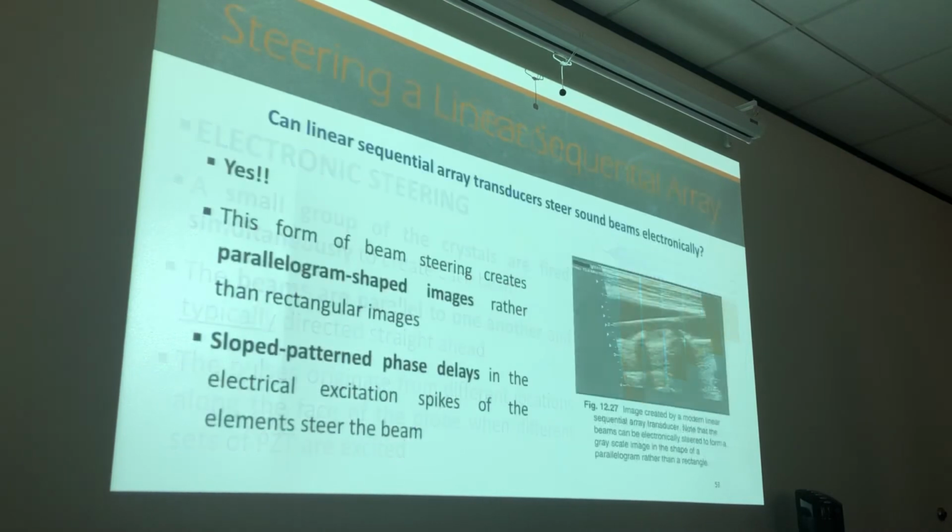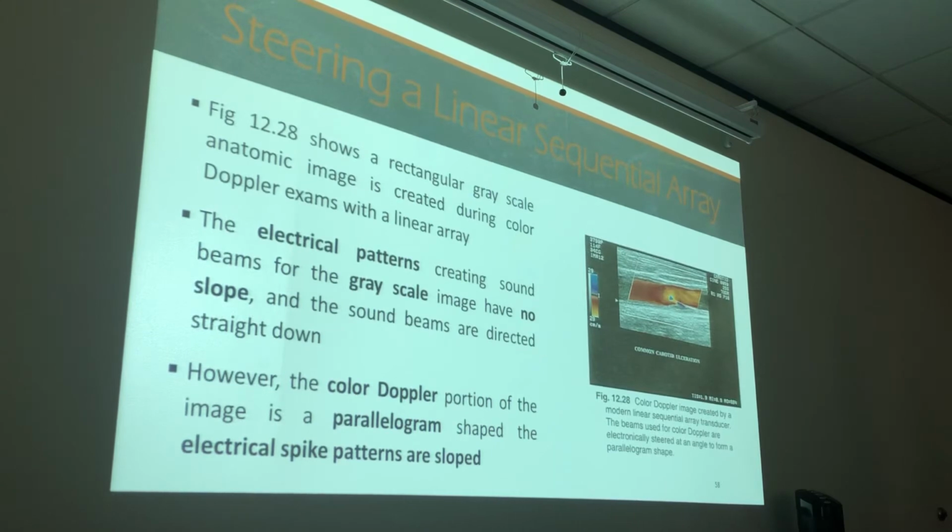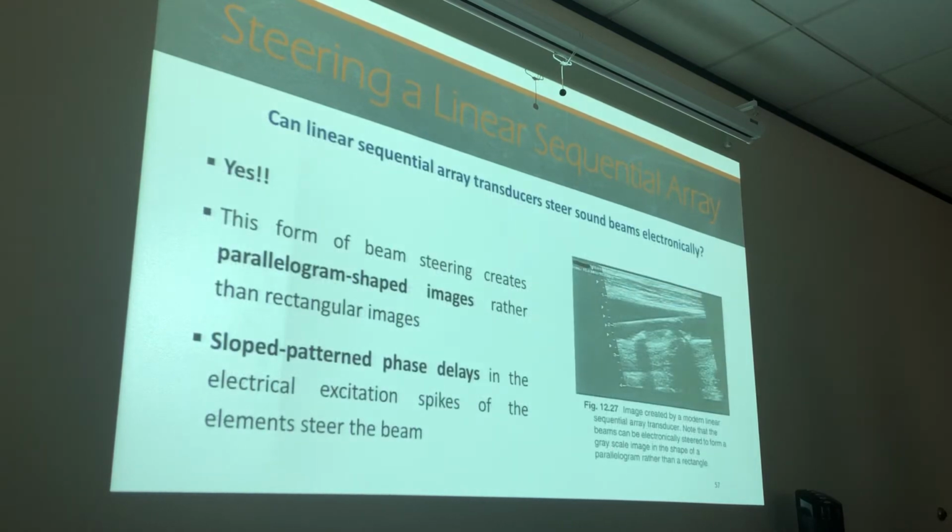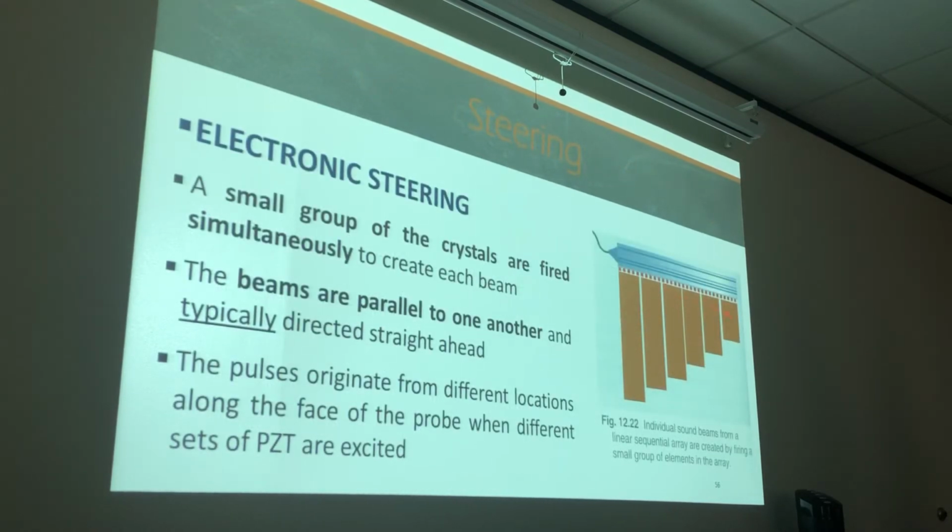So back to this image, guys. Figure 12-28 shows a rectangular grayscale anatomic image created during color Doppler exams with a linear array transducer. We can clearly see the rectangular shape of our grayscale image. The electrical patterns don't have a slope because my image is perfectly rectangular. It's going straight down. All of my group of elements are being struck at the same time.